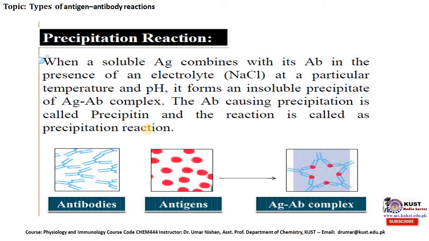So here you can see the antibodies. Here are the antigens, and here is the antigen antibody complex. This antigen, you can see the red, the antigen, and the blue color is designating the antibodies, and the Y-shaped structure you can see here. This is here like this, and here it is like this. So this is antigen antibody complex.